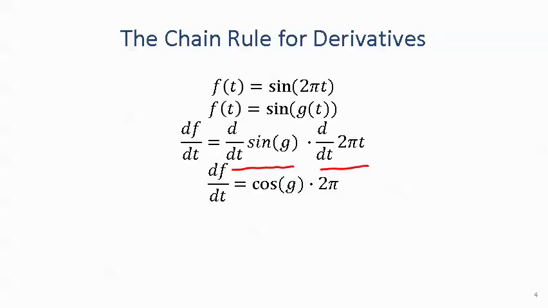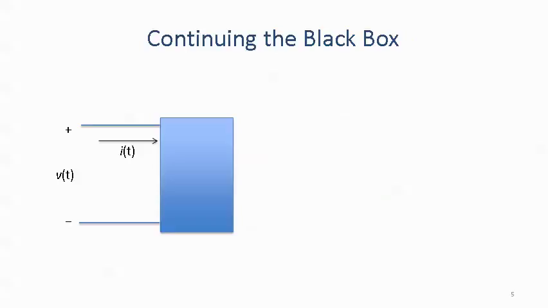The derivative of the function is the cosine of g, which is the derivative of the sine, and 2 pi, which is the derivative of 2 pi t. And we multiply them together. So here's our function. The derivative of our function with respect to time is 2 pi cosine of 2 pi t. So now let's go back and look at our original problem.